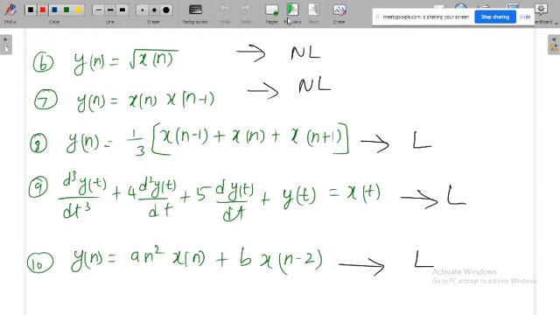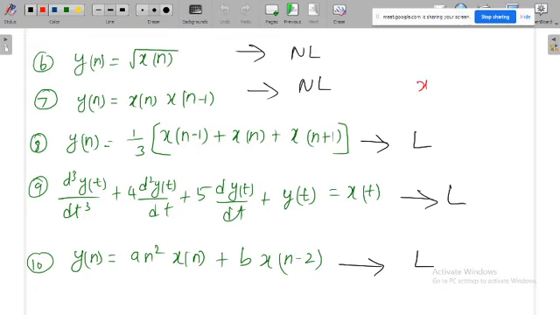Next, y of n is equal to square root of xn. Already you know square and square root are opposite to each other. If square is a non-linear quantity, square root is also a non-linear quantity. And that square root you are applying to the signal, specifically to the input, so definitely it will make the system non-linear. The next case, y of n is equal to x of n into x of n minus 1.